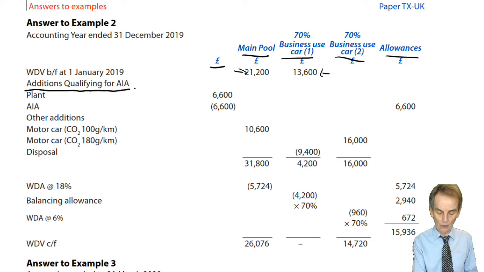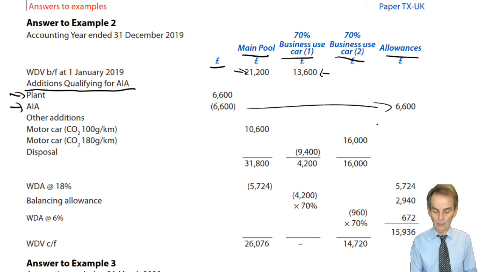Pick up the tax written down values brought forward as given in the question. Then deal with additions that qualify for AIA. That is a single item of plant for 6,600. Obviously we get the 100% AIA, and that goes over into your allowances available column, and there's nothing to go into the pool. Other additions, 2 cars.